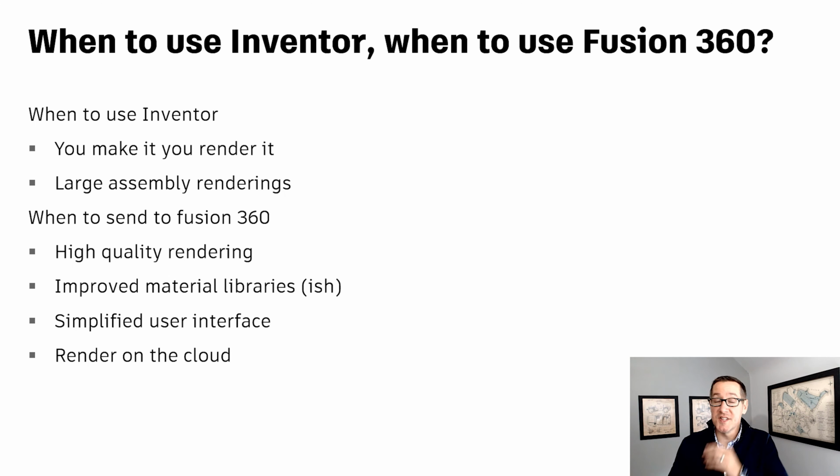So when you might want to send to Fusion 360, you're looking for some super high quality renderings, maybe the improved material libraries. Especially the wooden materials, and there's a whole host of materials inside of Fusion's material library. They are just so good. And if you've seen anything from a rendering standpoint out of Fusion 360, it's crazy how good they are.